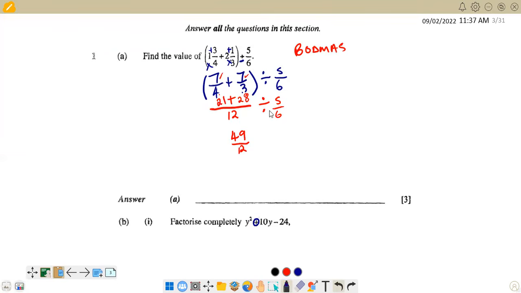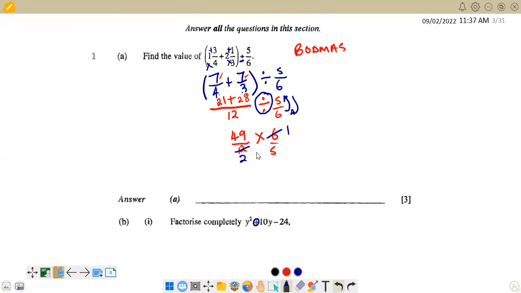Then we can now introduce the multiplication here. Since we are dividing, we can introduce our multiplication. So this is going to be times. Remember, the moment you introduce your multiplication, you invert your second fraction. So that is going to give us 6 over 5. So that's what you're going to have at the end. All right, so let's try to reduce this part by 6 here. That is 1. By 6 here, that is 2.